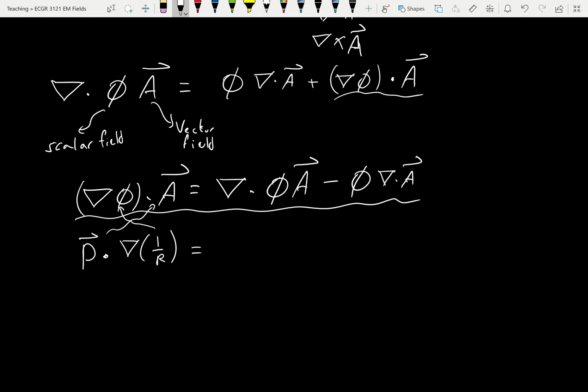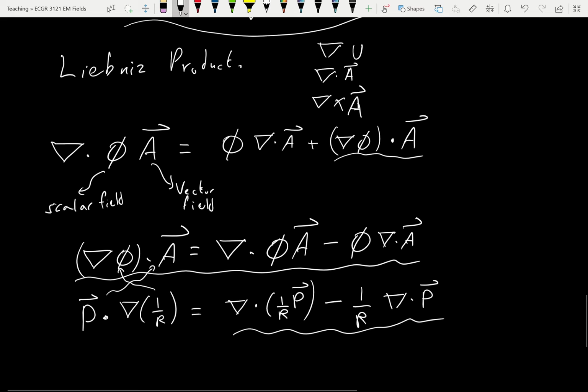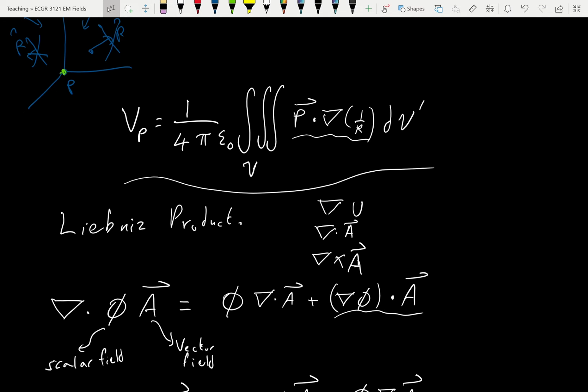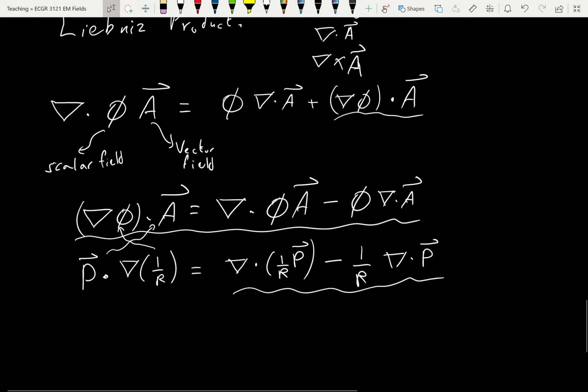And for the dot product, it doesn't matter what you do first, it's commutative, right? So this equals the divergence of 1 over R times P, the scalar field multiplied by the vector field, minus 1 over R times the divergence of P. Now we take this and substitute it into the integral. That's the next step.